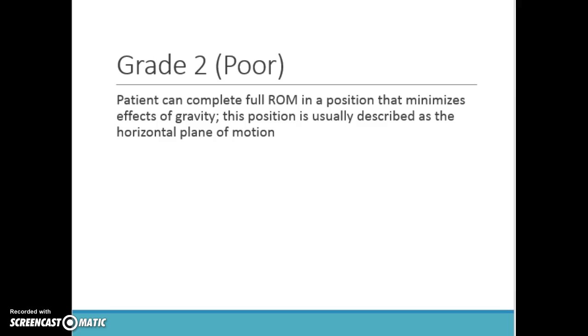Grade 2 is also considered poor muscle strength. In this, the patient can complete full range of motion in a position that minimizes the effects of gravity. This is called the anti-gravity position. This position is usually described as a horizontal plane of motion.